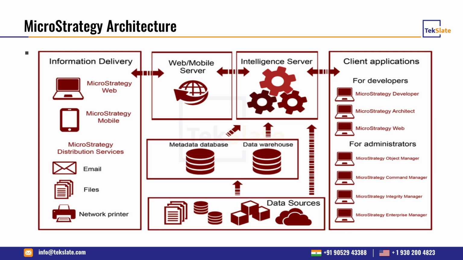When a normal developer is directly connected with data sources, then this type of architecture is directly called a 2-tier architecture. And when the client is directly connected with data sources and in between them we have an intelligent server, that is called a 3-tier architecture.